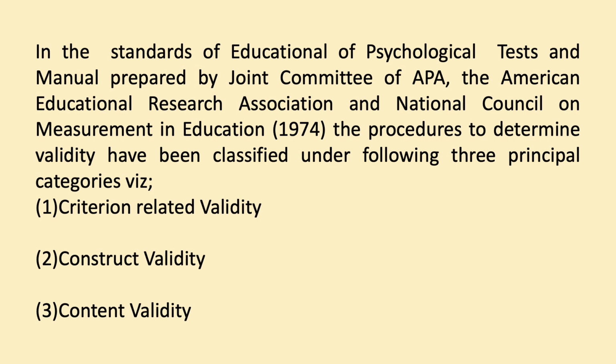The procedures to determine validity have been classified under the following three principal categories. APA told about 4 categories. This joint committee recommended 3 types of validity: criterion related validity, construct validity and content validity. Now, we are coming to criterion related validity.